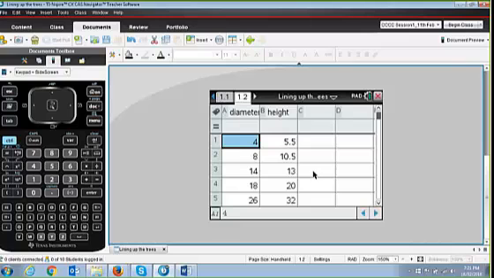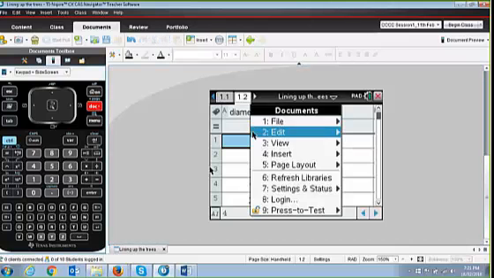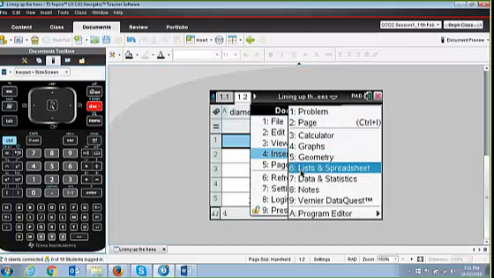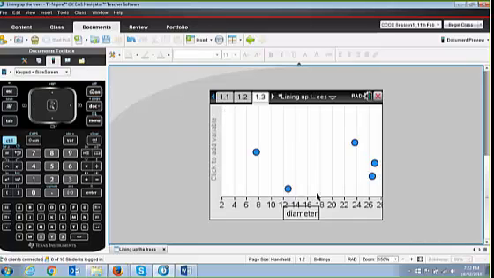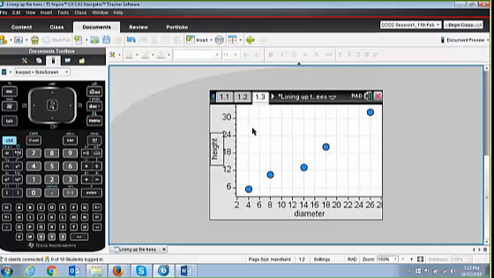We're going to now take a look at a data and statistics page. So I'll insert that using one of the different ways, data and statistics. As we said before, we're going to have the horizontal variable be the diameter of the trees, so there they are, and we'll have the height of the tree be vertical.